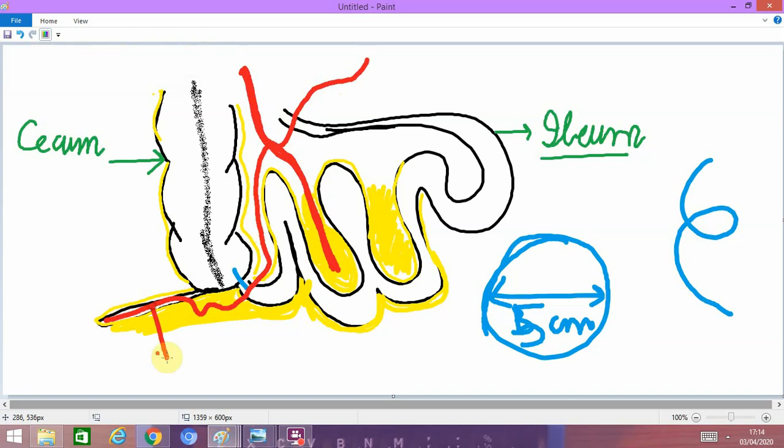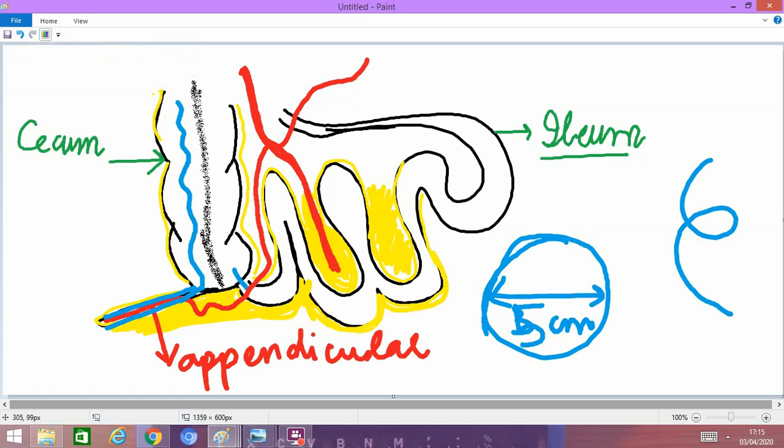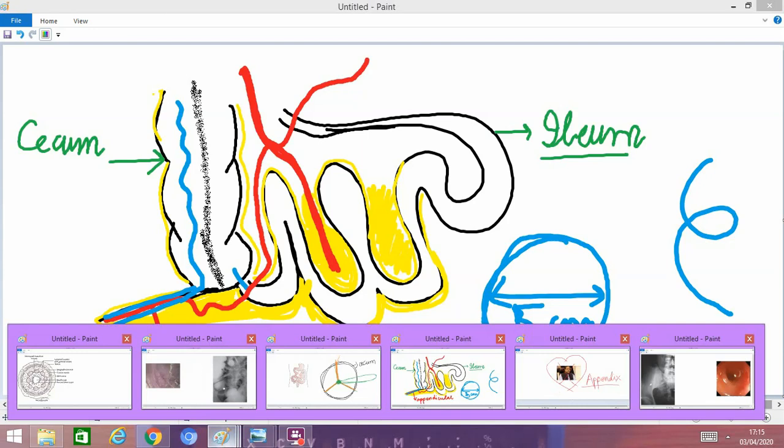So, here we can see the appendicular artery that arises from the ileocecal artery. The venous supply of the appendix is, of course, from the appendicular veins, and these veins drain into the posterior cecal vein. The lymphatic supply of appendix drains into the ileocecal lymph nodes. Now, getting done with that, let's discuss the abnormal.